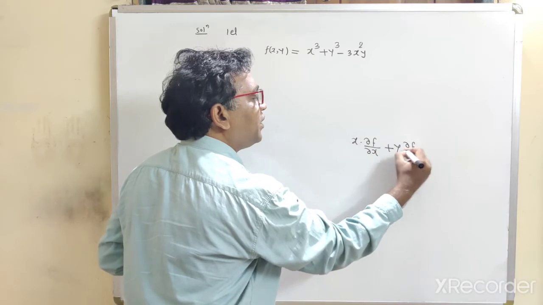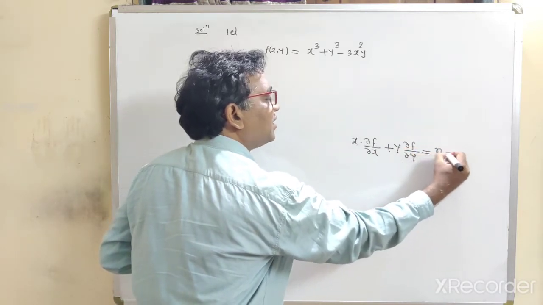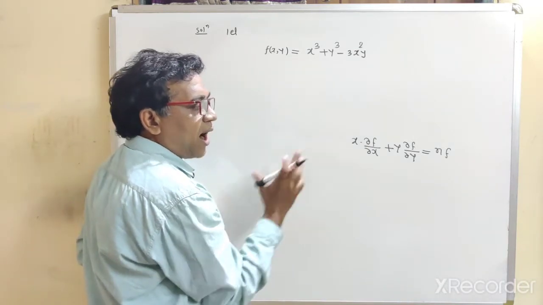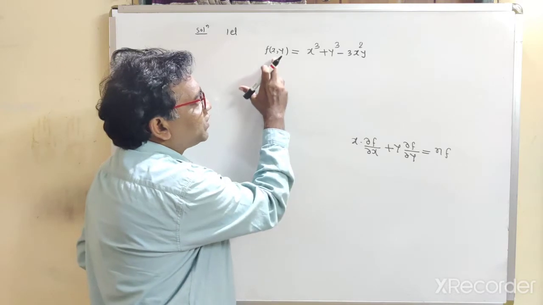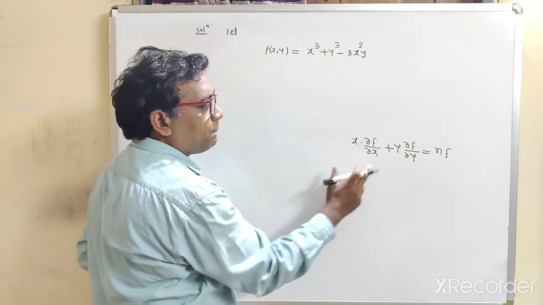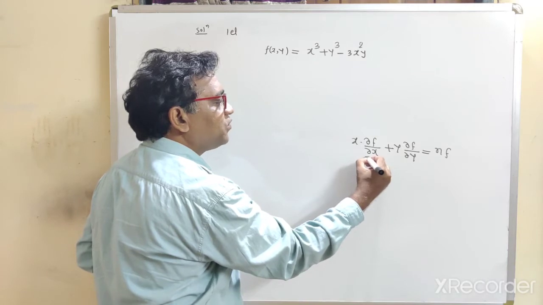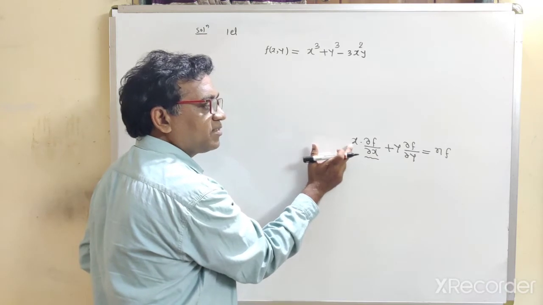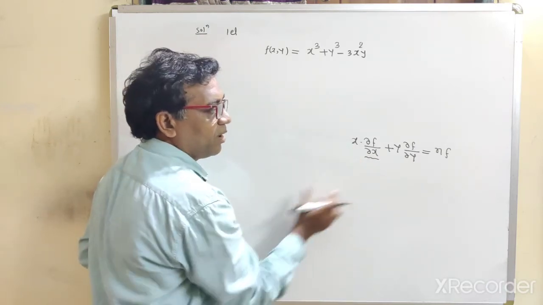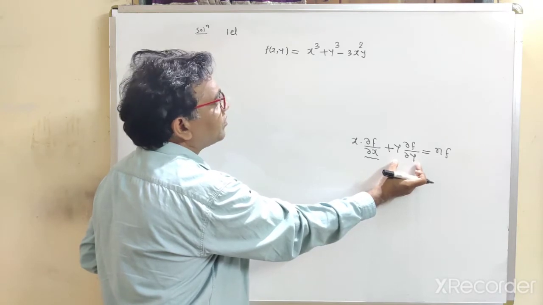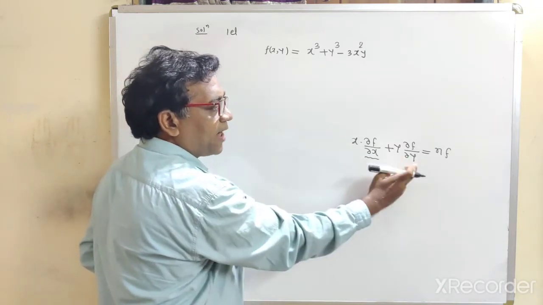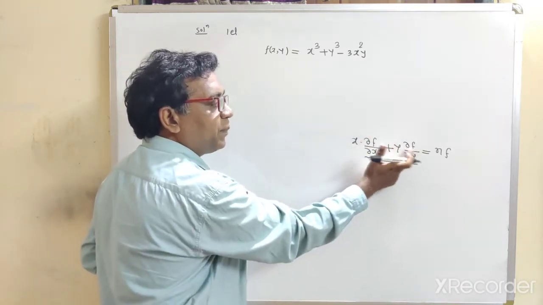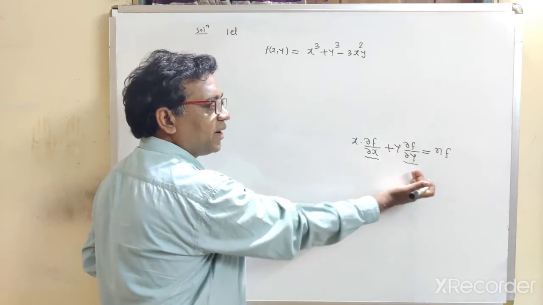So according to Euler's theorem, we want to verify that x into del f by del x plus y into del f by del y is given by nf. So what is the step for this? First of all, differentiating f partially with respect to x, we get del f by del x, and just multiply this equation by x to get a new equation. Differentiating f partially with respect to y, we get del f by del y, and just multiply that equation by y and take the addition.